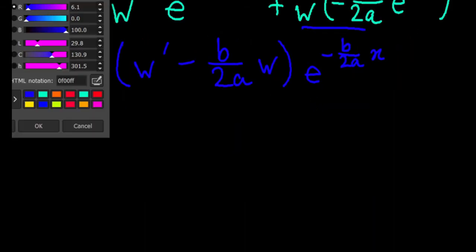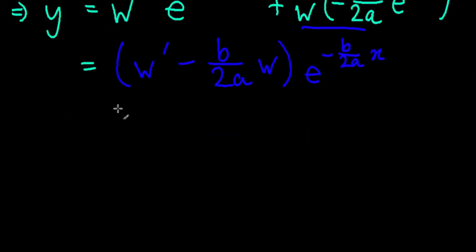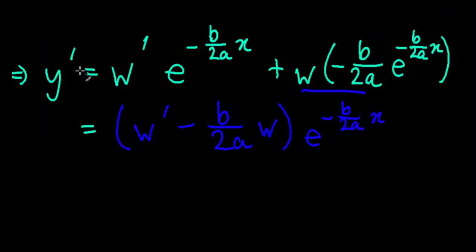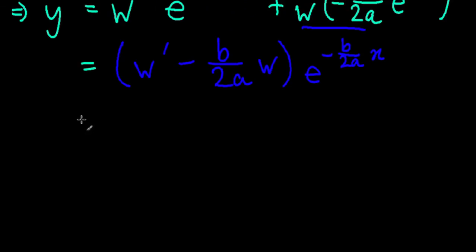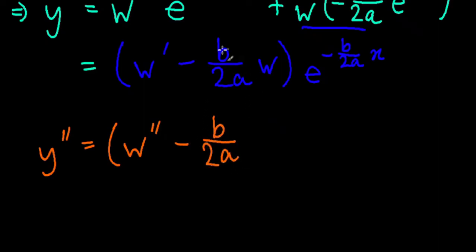Now we also need the second derivative. Our differential equation has a second derivative too, so we need to find that. For that, we just differentiate both sides of this. Obviously, on the left we're going to have y double prime. On the right, again, first differentiate this, keep that the same. So it's going to be w double prime minus b by 2a, it's just a constant, and w prime. All right, and this is multiplied by the exponential.